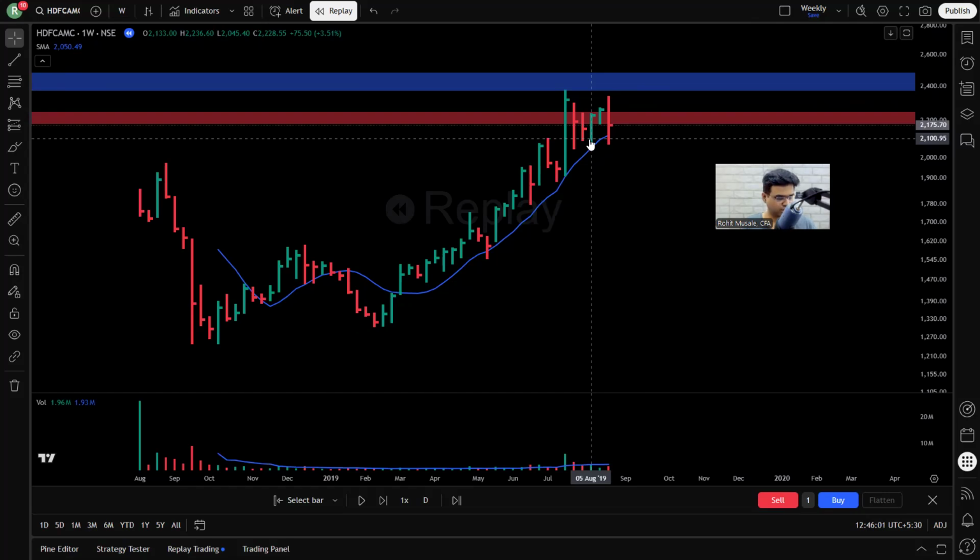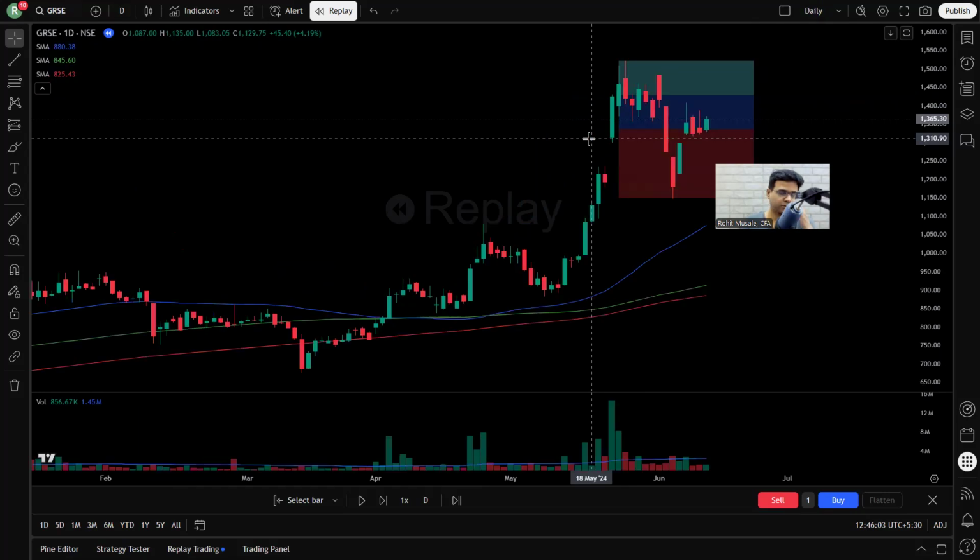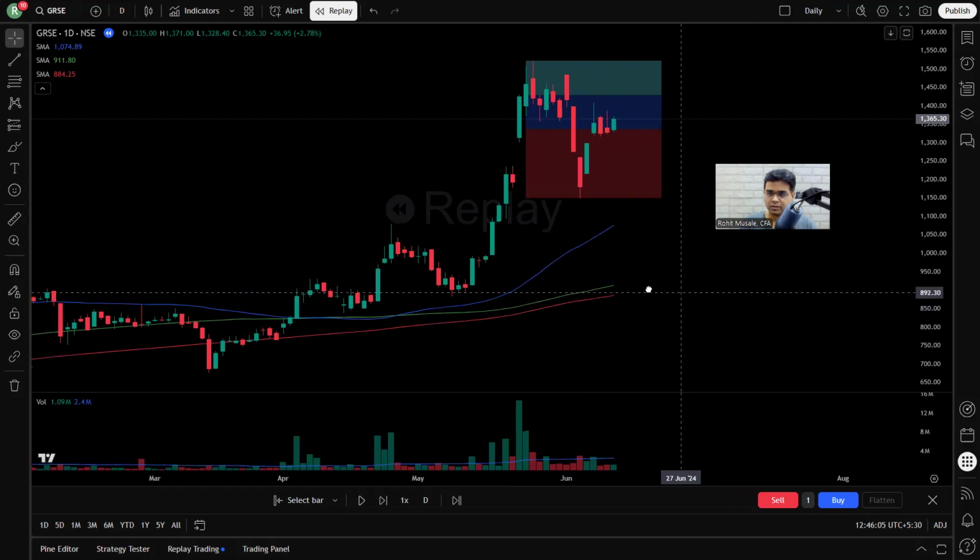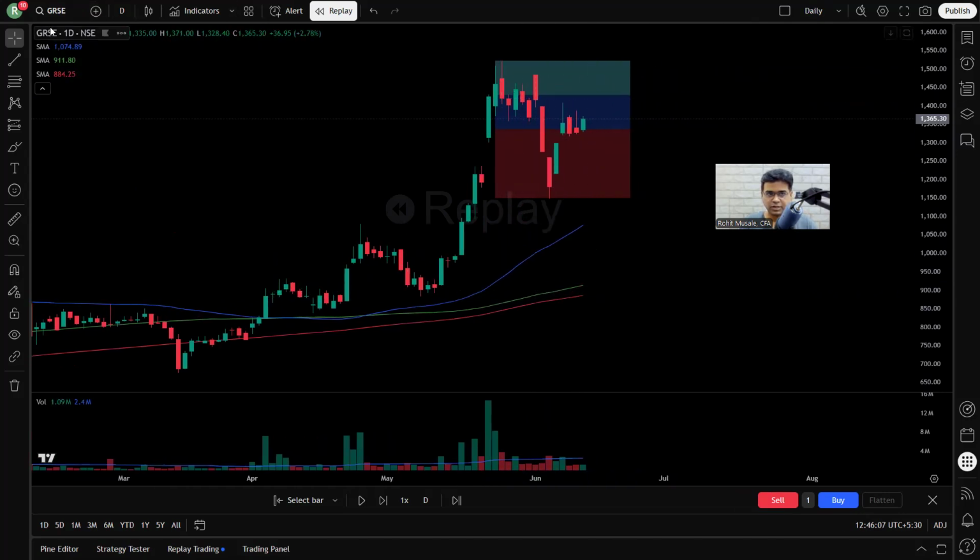Okay, let's look at an example. So have a look at this. This is GRSC old time frame, old chart. So we can use this. So after this, let's start counting the number of candles inside the base. 1, 2, 3, 4, 5, 6, 7, 8, 9, 10, 11, 12. So if I wait for 15 candles to complete on the daily time frame chart, I will miss this breakout.